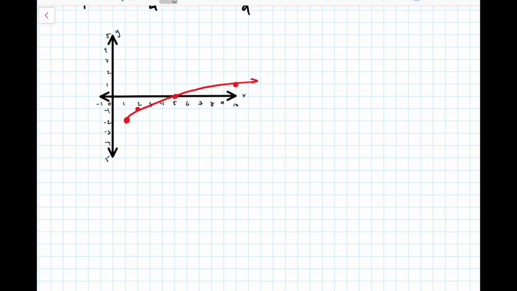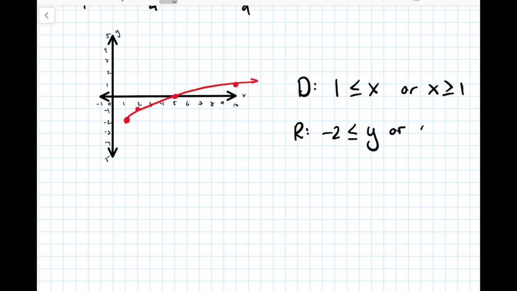Let's do domain and range here, because that is something that might come up from time to time. Remember, for domain, you want to look at your smallest and your largest x values. Our smallest x value is 1. We don't actually have a biggest x value, so we'd say that either 1 is less than or equal to x, or x is greater than or equal to 1. For our range, same idea. Our smallest y value is negative 2. So we have negative 2 is less than or equal to y, or y has to be greater than or equal to negative 2.